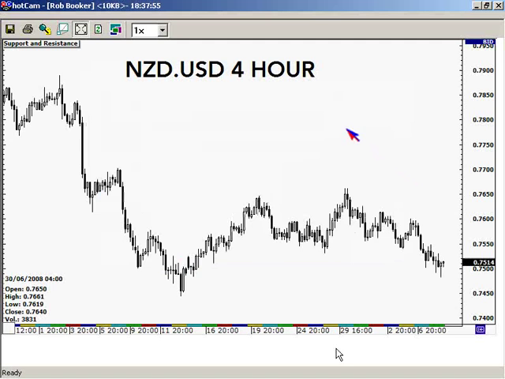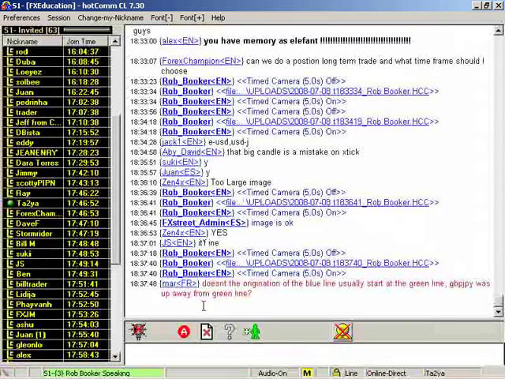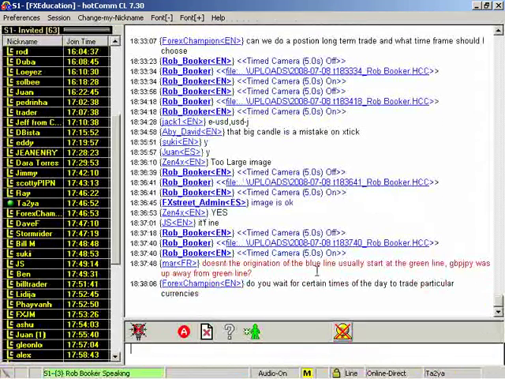Does the origination of the blue line usually start at the green line? It does not have to. Sometimes it does, but that is not a requirement. The origination of the blue line does not have to start at the green line. Do I wait for certain times of the day to trade particular currencies? No.